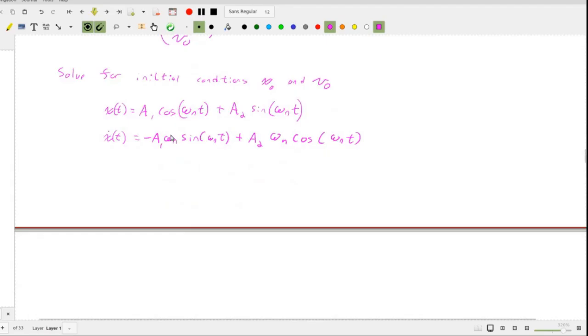That's pretty easy. Let's set t equals 0 for our first equation, right? That gets us x of 0 is equal to x naught. What is the sine of 0? 0, right? Big old 0, so that just goes away. What's the cosine of 0? 1, so it's just going to be x naught equals a1. Super awesome. And then do the same for velocity.